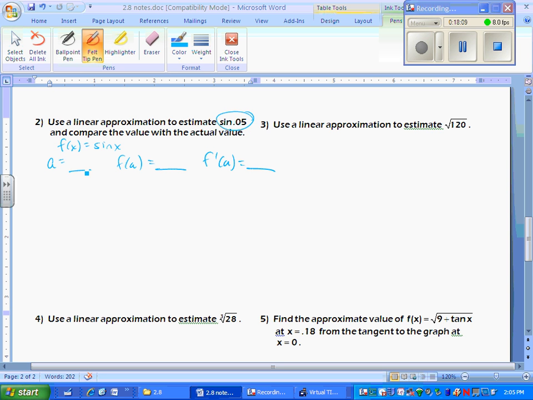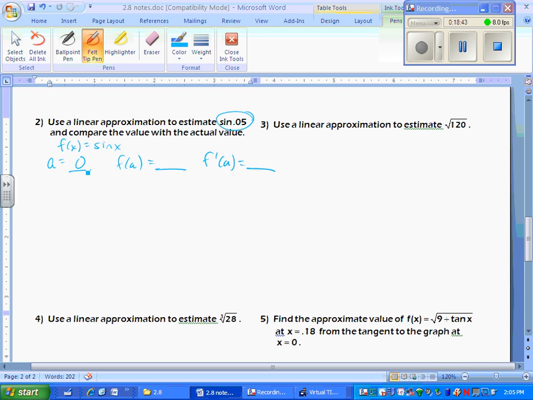But 0.05 is not our a value. Remember, the a value is supposed to be the easy value, the nice value. So we need a value that's close to 0.05 that's easy to calculate the sine of. So what's something close to 0.05 that we can figure out the sine of? Say it loud, say it proud. 0, there we go. All right. So it's 0. Right, it's close to 0.05, and we can figure out what the sine of 0 is. So 0 is our a value, our nice value that we can plug in easily.